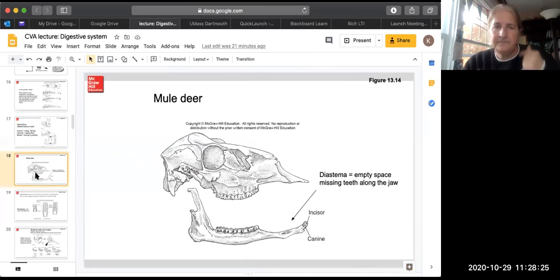Here's a mule deer, which is a herbivore. Here they have incisors. There's a little canine, and then there's a space that has no teeth. So this is called the diastema.